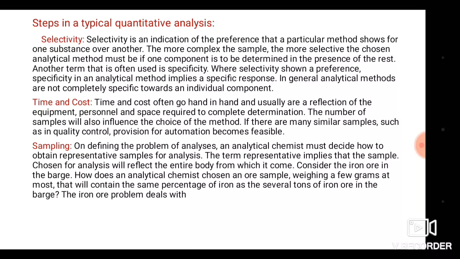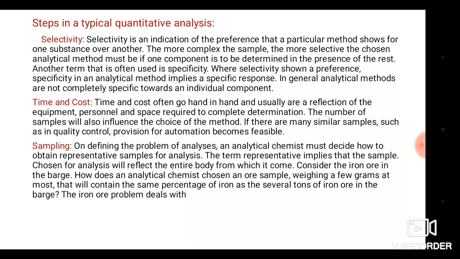So the more complex the sample, the more selective the chosen analytical method must be if one component is to be determined in the presence of the rest. So whatever the complexity of the analysis, that type of selective and sensitive method is required or is to be chosen. If you want to analyze one constituent of a sample in the presence of other constituents, then it is a complex method, so it requires the most selective method.